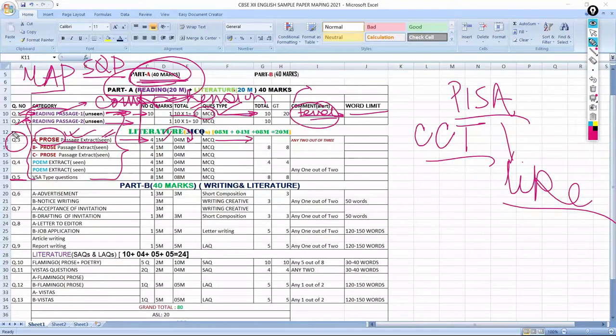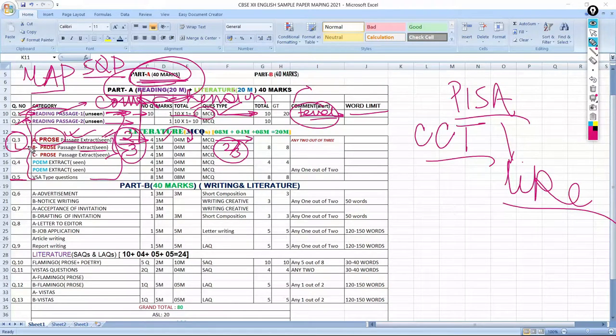In question number 3, how many total extracts for comprehension will be there? Total seen extracts will be 3. And there will be an option, you remember. From these 3, you will have to answer 2, means 2 by 3, okay? You need not go for all 3. It will be a wastage of time.